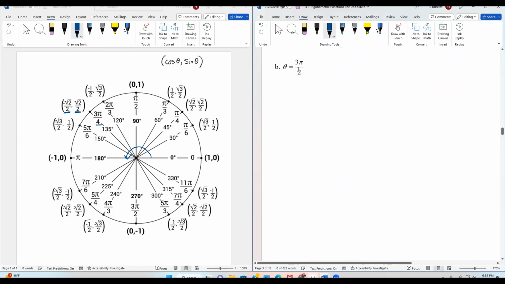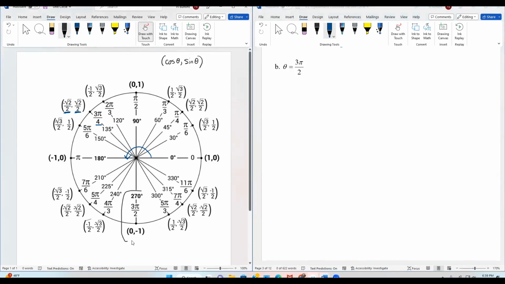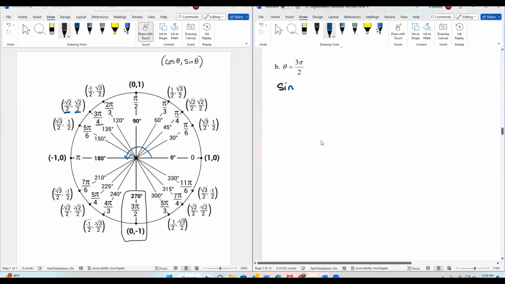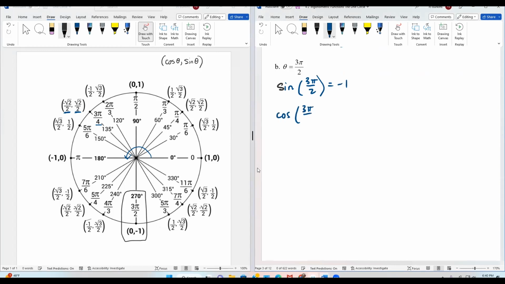The next one is 3 pi over 2. Do we see that on our unit circle? Absolutely we do. That one's actually a really nice one. That happens at 270 degrees. Now this one might give us some interesting results as well. So we need the sine of 3 pi over 2. The sine of 3 pi over 2 is the y coordinate, so that's negative 1. Cosine is going to be the x coordinate, that's 0.